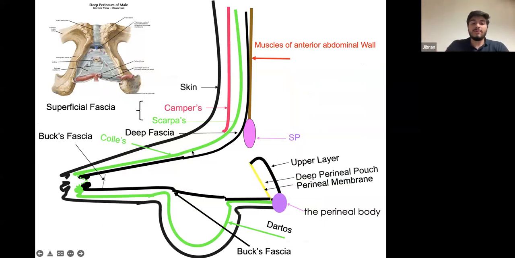Now, another important thing you should know is that Colles fascia continues as the dartos fascia around the scrotum. So Camper's fascia goes away. It's not in the external genitalia. Scarpa's fascia continues as Colles fascia. The deep fascia, which is the fascia of the external oblique, continues as Buck's fascia. And Colles fascia continues over the scrotum as the dartos fascia.